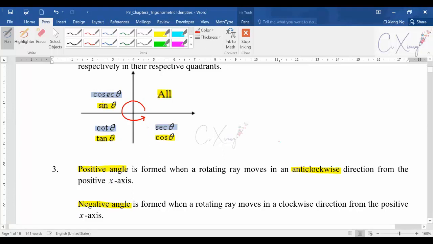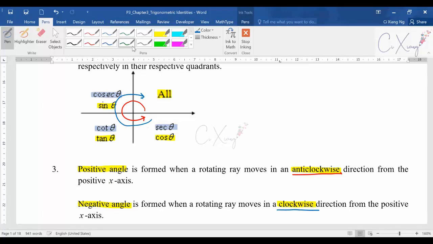Okay, and then when you are having negative angle, you actually measure it in the clockwise direction. Which means when you want to measure the negative angle, you measure it in this direction. So we call it the clockwise direction. So this concept is basically still the same like what we learned last time.